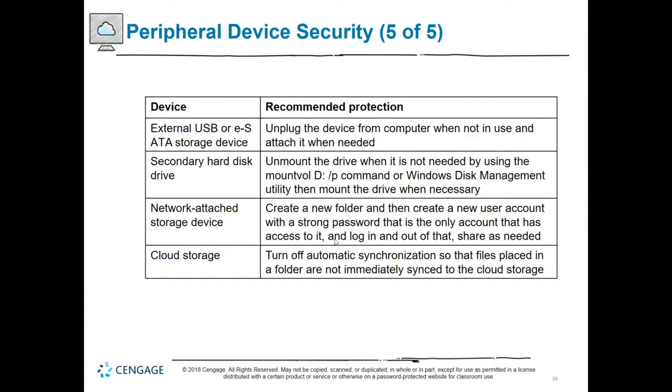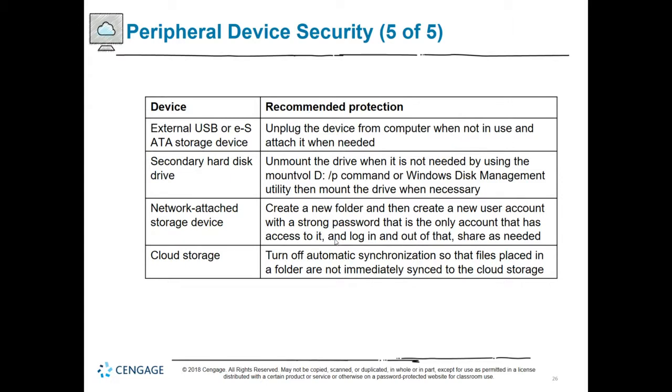So, some protections that we can have for these. If we have an external USB drive, we can just unplug the drive from the computer when it's not in use. We just attach it when we need it. For a secondary hard drive, you can unmount the drive when it's not being used. For a network attached storage device, create a new folder and create a new user account with a strong password, and you log in and out of that.